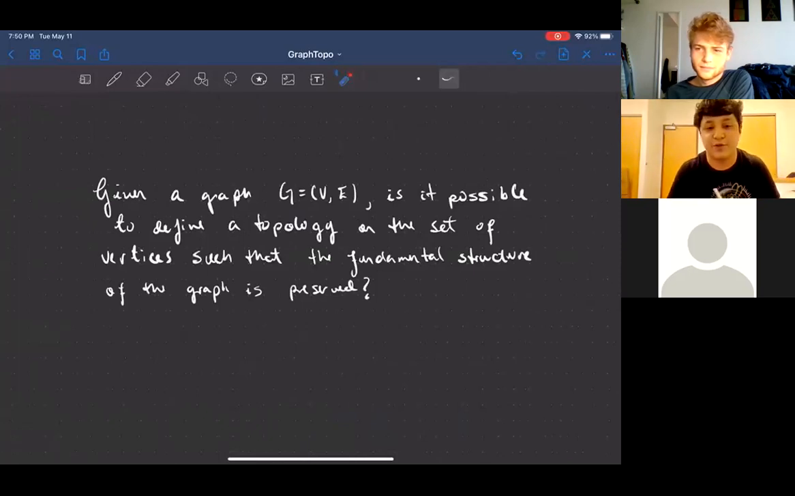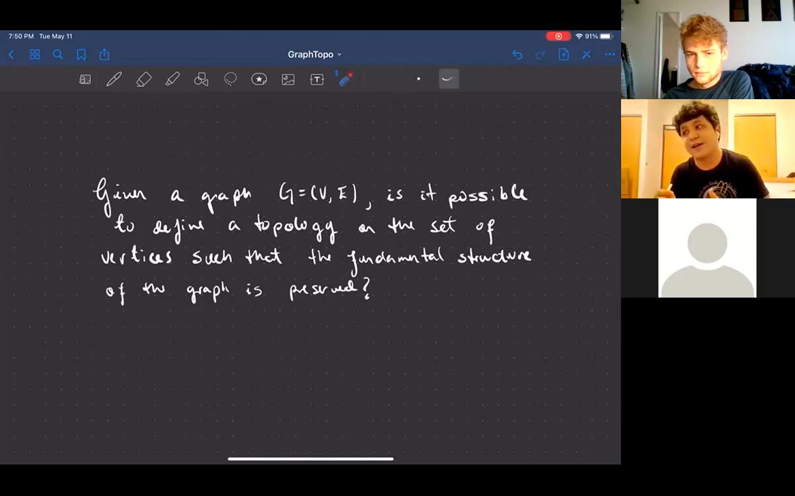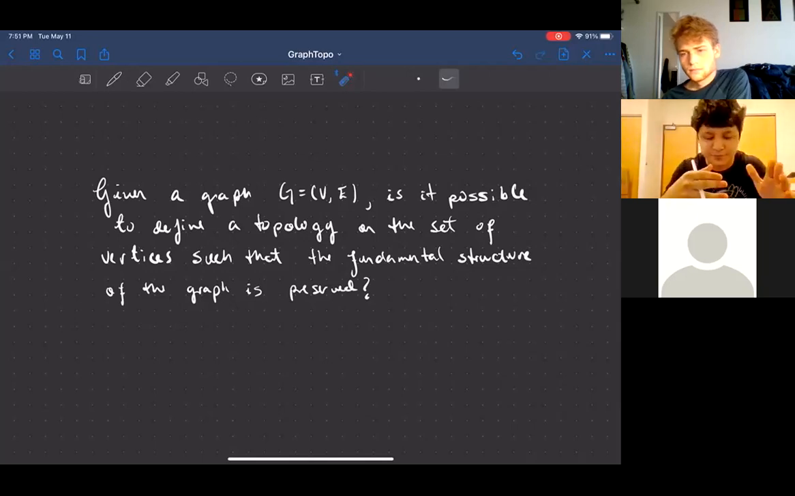And this allows us to talk about a plane that has connectedness in its topology. A professor from a university in Mexico went to a congress which talked about combinatorics and topology, and she was wondering the following problem. If you have a graph G, is it possible to define a topology on the set of vertices such that the fundamental structure of the graph is preserved? That is, we're looking for a way of translating the idea of a graph and the way it's connected to a topological or geometric representation.